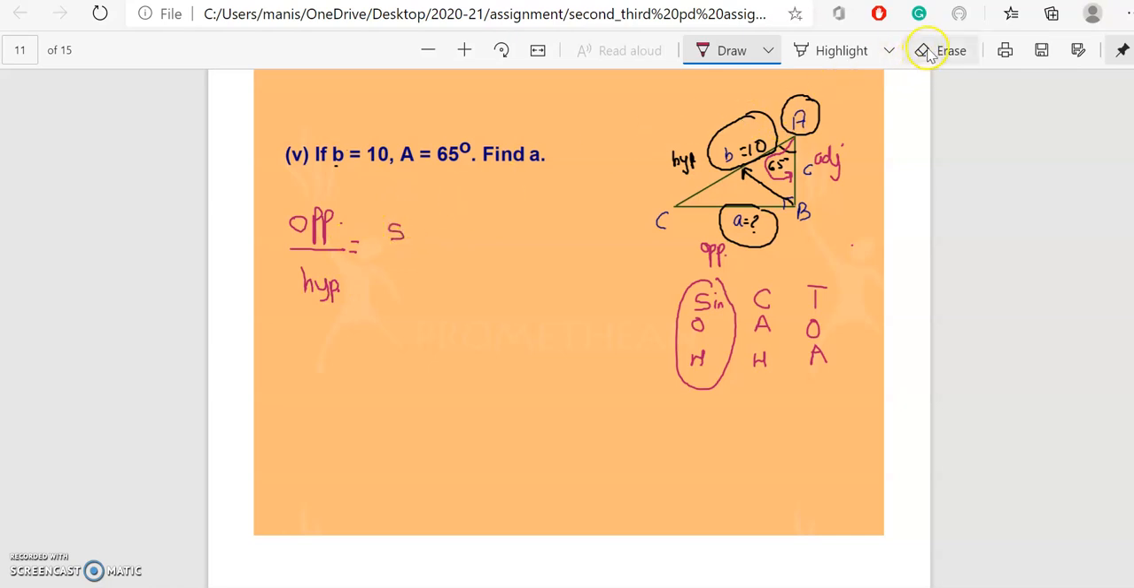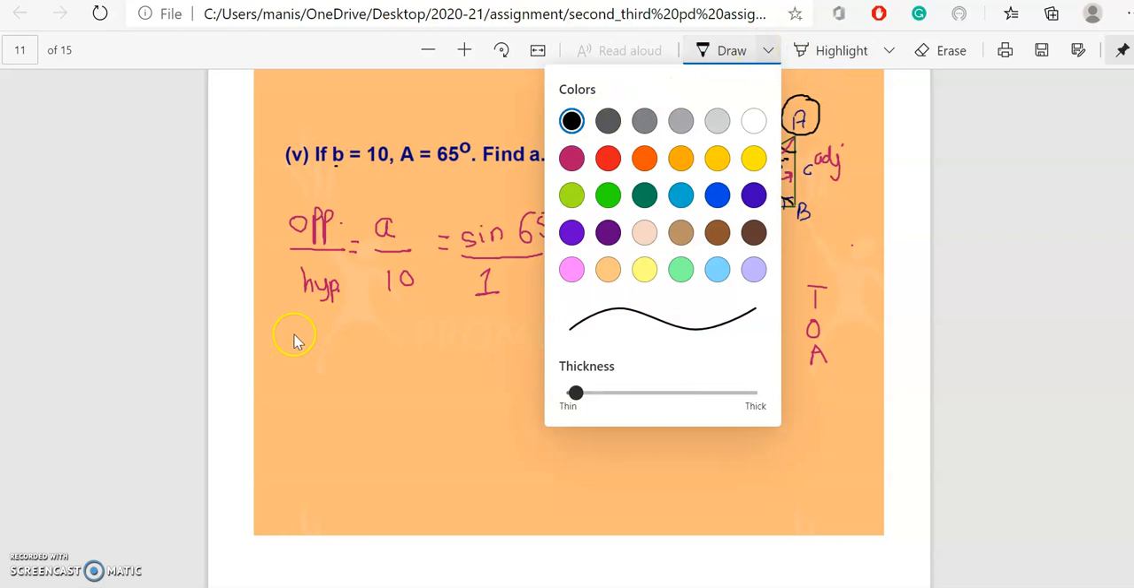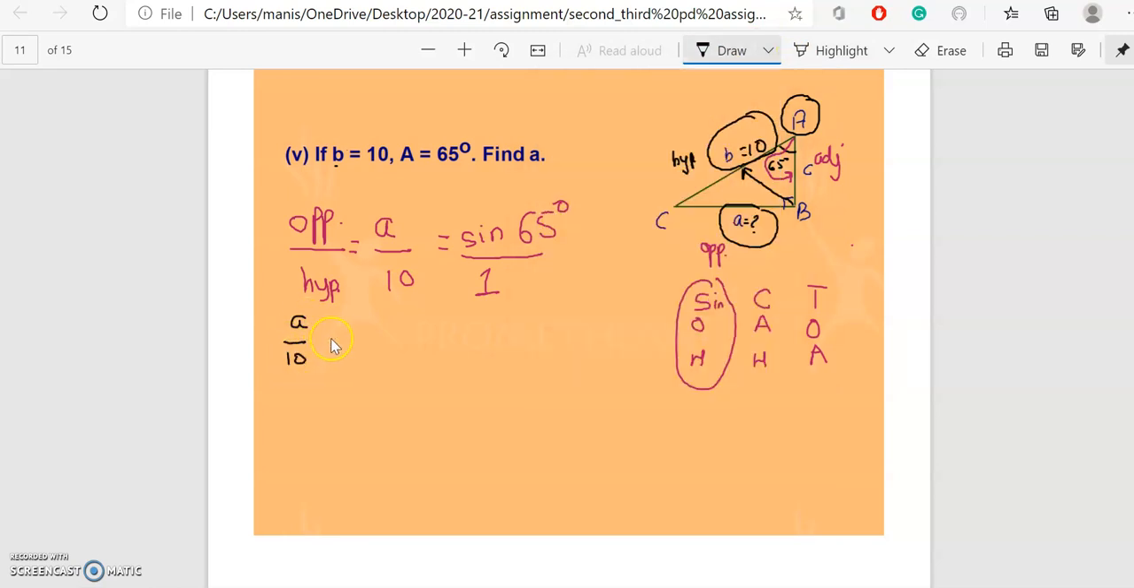Okay, let me erase this part over here. So we have to substitute the values of the opposite side and the rest. The opposite side is lowercase a, because we do not know the answer. The hypotenuse is 10. And this is equal to sine of 65 degrees. And I'll write 1 over here. So it looks like a proportion. Okay, so let's rewrite this. A over 10 is equal to sine 65 over 1. I will cross multiply. A times 1 will give me A, but this side will give me 10 times sine of 65 degrees.